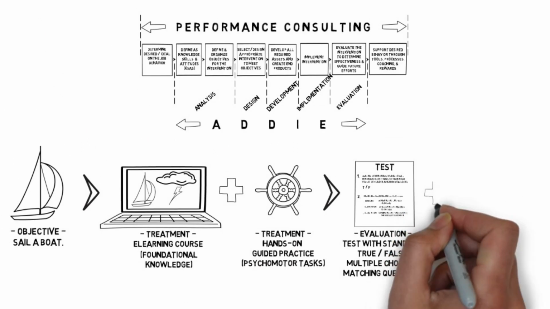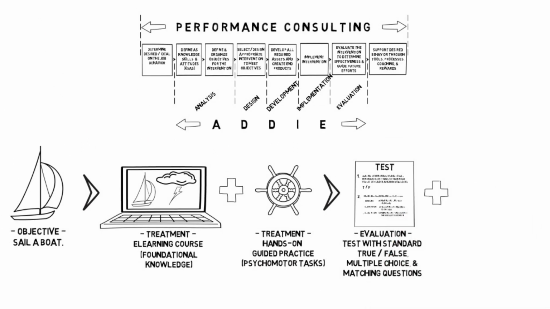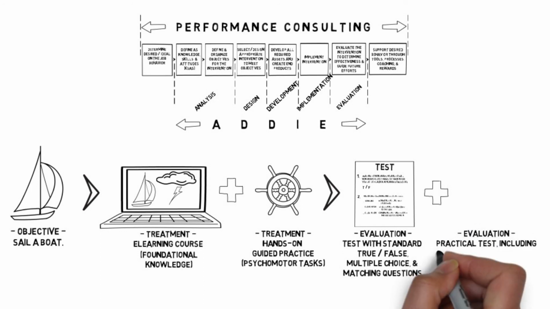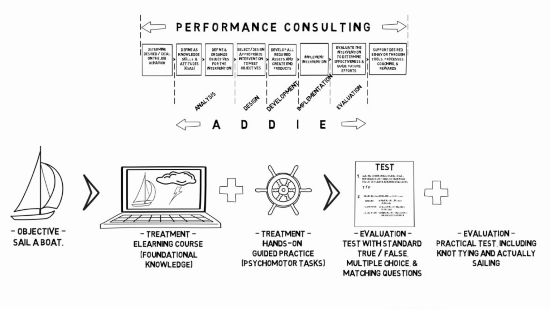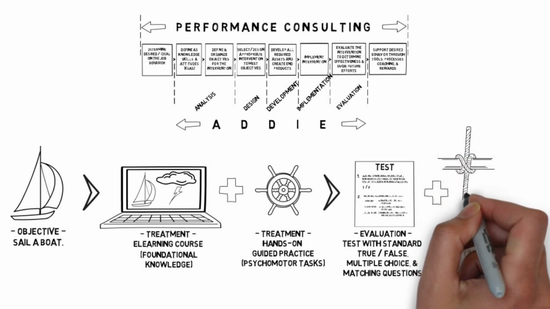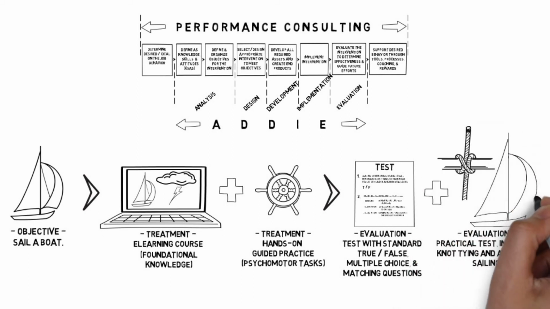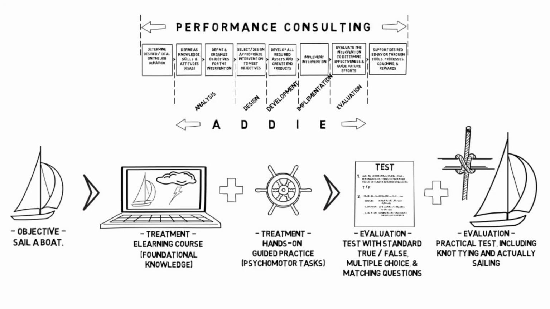So, as we did with our blended learning solution, let's create a blended evaluation strategy that includes a practical test where the learner will tie knots while actually sailing. As you can see, during each phase of the ADDIE model, the designer must look back to what they're trying to achieve in the baseline objective. Each decision you make should start with the question, am I in alignment with the previous phase? And are all of my phases in alignment?